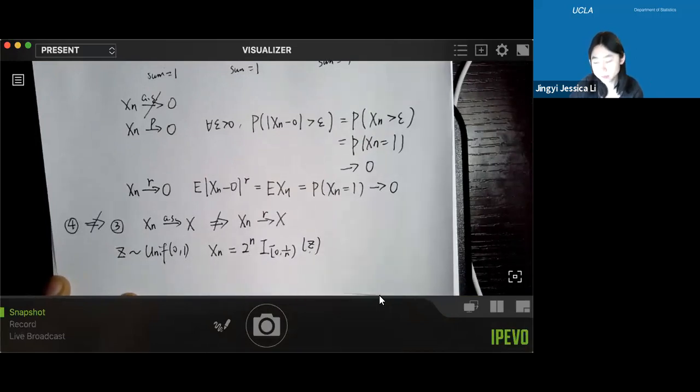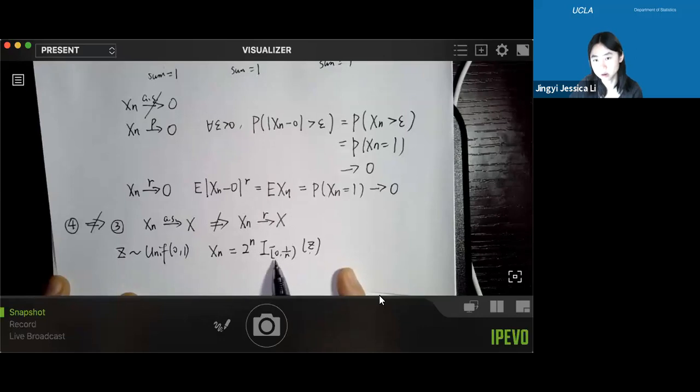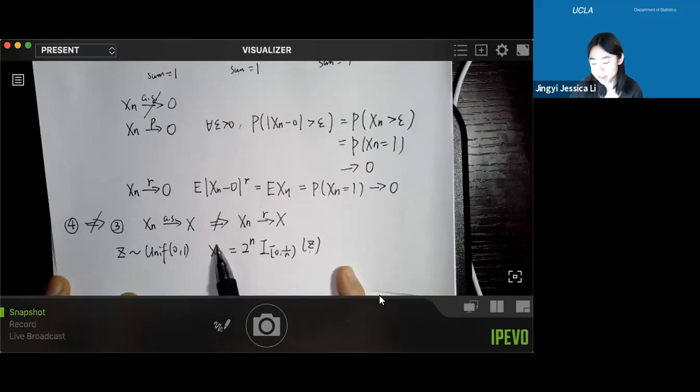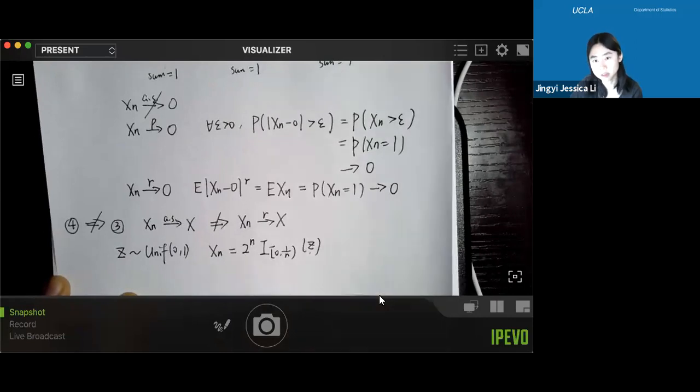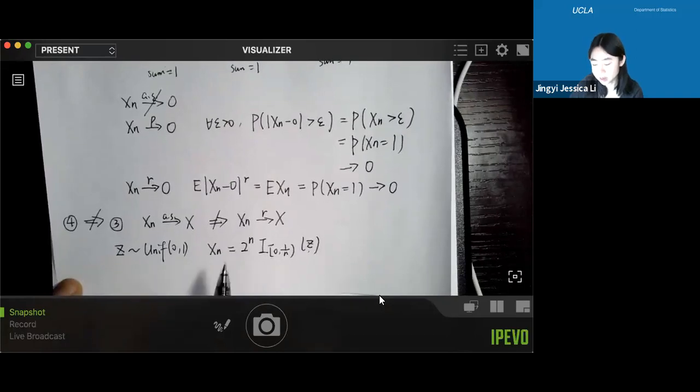So you see, as my n grows, this interval is shrinking, right? 1 over n is getting closer and closer to 0. So it will become less and less frequent for my Xn to get value 2 to the n, and it will be 0 otherwise. So you see, the frequency for Xn to be non-zero is decreasing as n goes to infinity. But still somewhere in the sequence, it will reach the value 2 to the n.